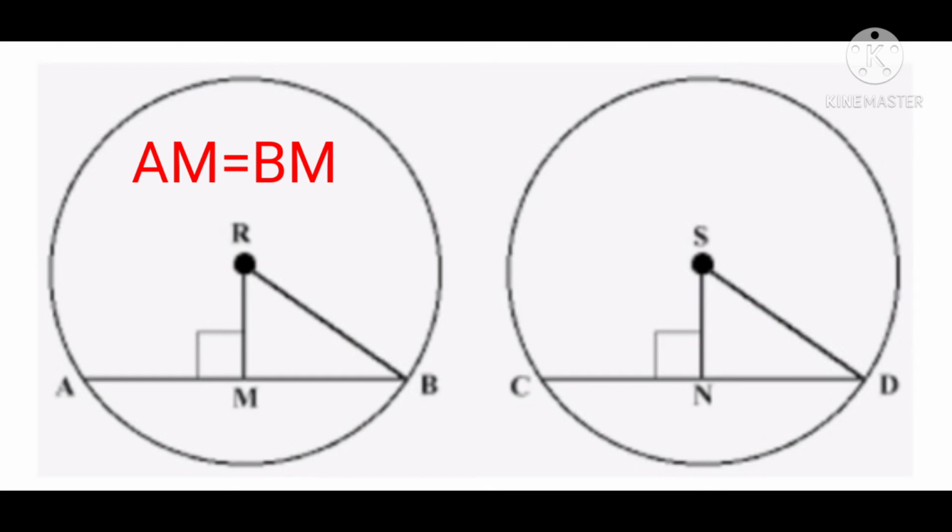See in this figure, in the first figure AB is the chord and RM is the perpendicular drawn from the center to the chord. So as per the theorem, the perpendicular drawn from the center to the chord bisects the chord, therefore AM is equal to BM. Similarly, in the second figure, CN is the chord and SN is the perpendicular drawn from the center to the chord. So the perpendicular divides the chord into equal parts. That's why, as per the theorem, CN is equal to DN.